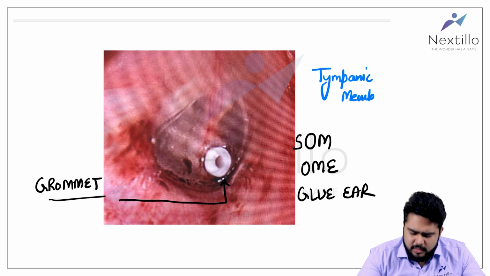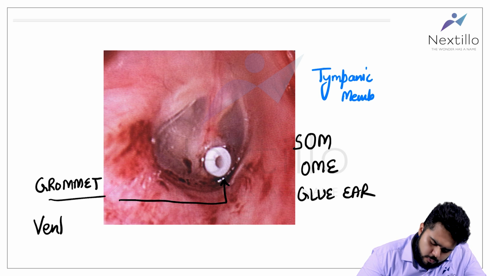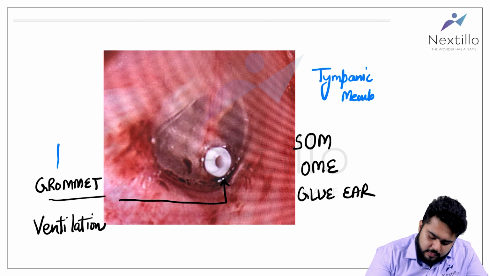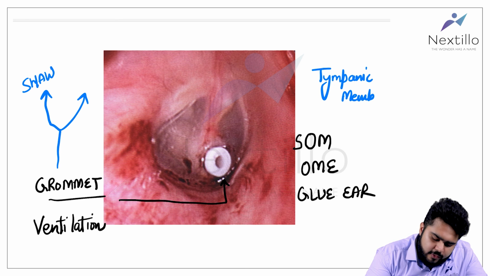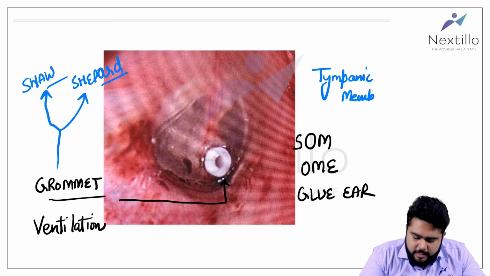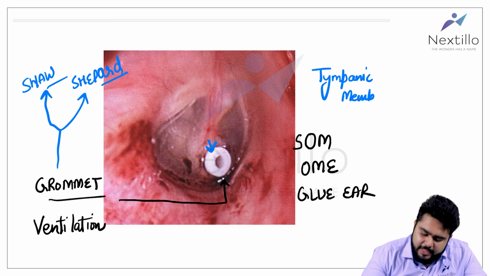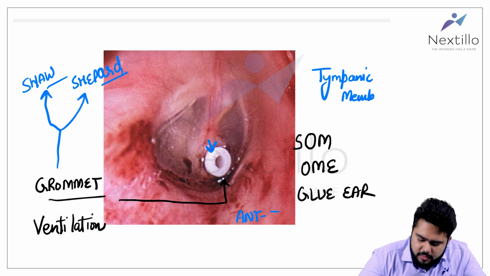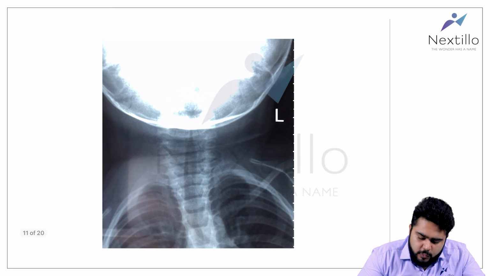Right? Any issues with this? This is also called the ventilatory tube or ventilation tube. You should be knowing that one of the most popular grommets are of two types, Shah and Shepherd. So this is image of grommet, and this, if you see, has been placed in anterior inferior quadrant of the tympanic membrane. Clear? Let's go to the other picture.